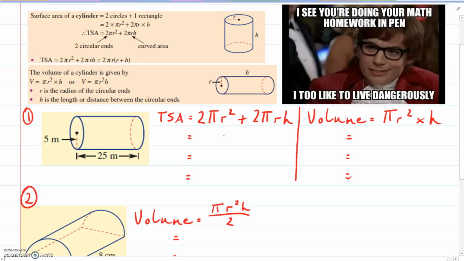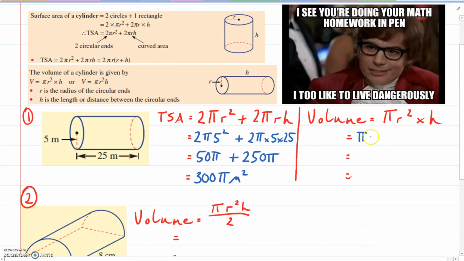Alright, so let's just punch in our values. So if we had this, we'd be doing 2π(5²) + 2π × 5 × 25, and that is going to be 50π plus, what's this, 250π. Pretty sure I'm right there. Yep. And we can of course put those together as 300π meters squared. I'll leave you to look at that in your calculator as a decimal if you want to find it, but that's the exact value. Pretty confident you guys know how to do that now.